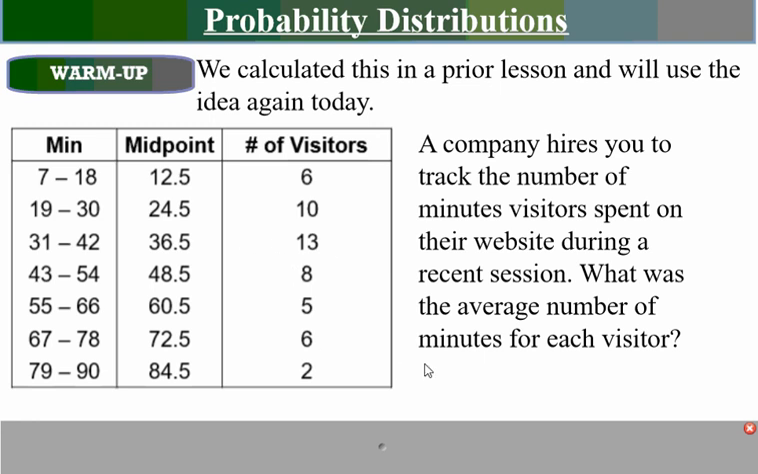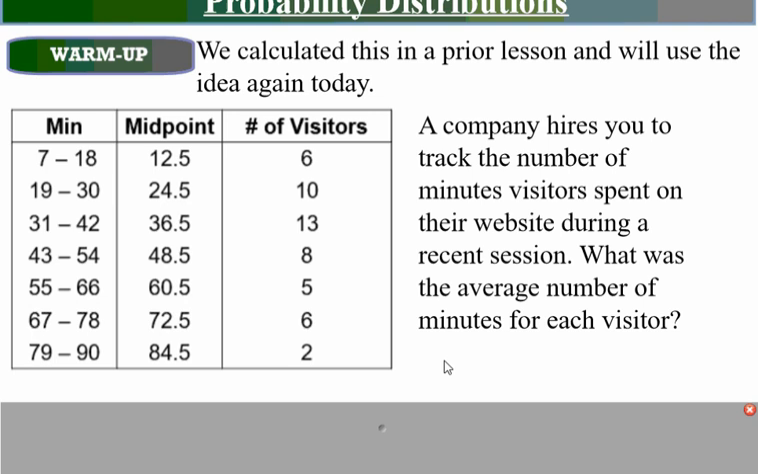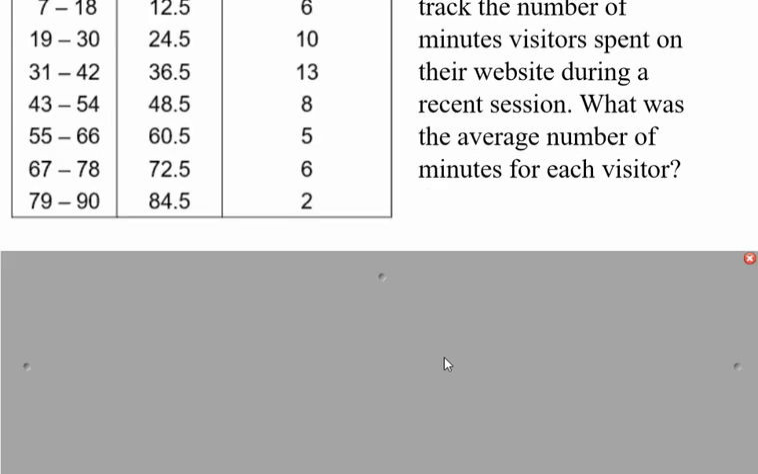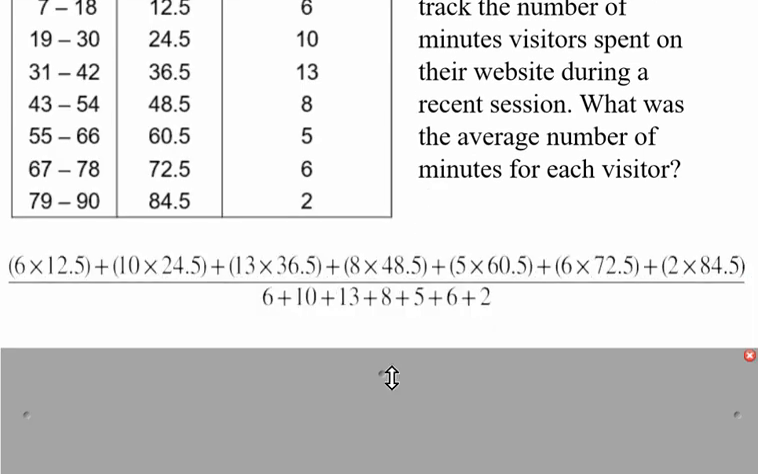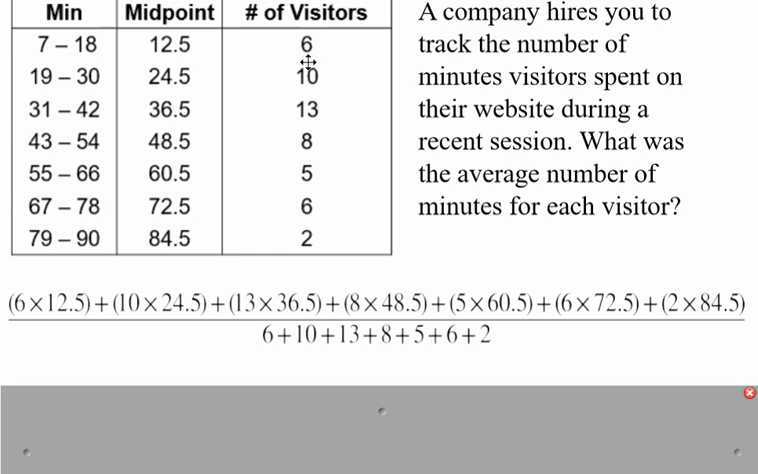And we wanted to calculate the average. So maybe if you want to recall how we did it, or you want to think through it yourself, pause the video, because I'm about to go through how we did this. We said 6 people spent 12 and a half minutes. So how many minutes would that be? It would be 6 times 12 and a half. 10 people spent 24 and a half minutes. So that'd be 10 times 24 and a half. That one's 245, I can do that one in my head. So 245 minutes for this one.